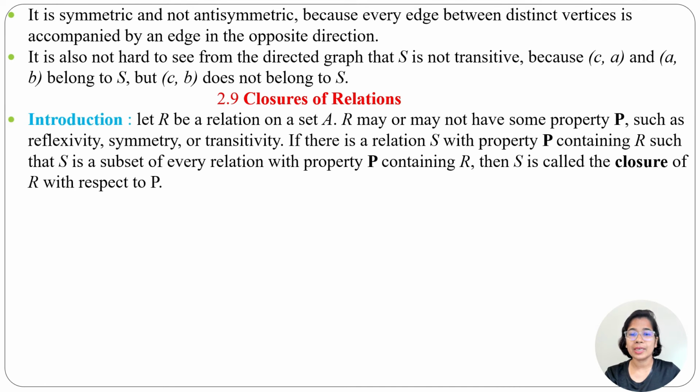So, introduction: let R be a relation on set A. R may or may not have some property P. P can be reflexive, symmetric or transitive. If there is a relation S with property P containing R such that S is a subset of every relation with property P containing R, then S is called the closure of R with respect to P.